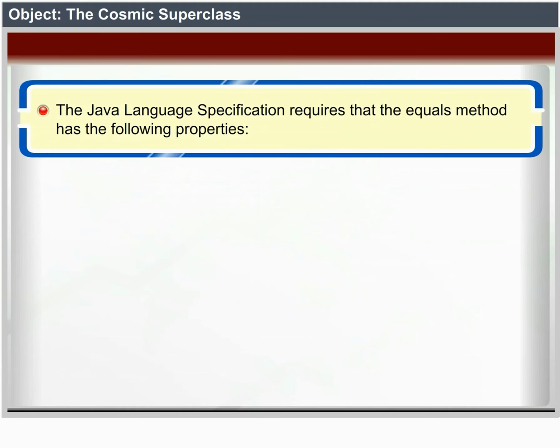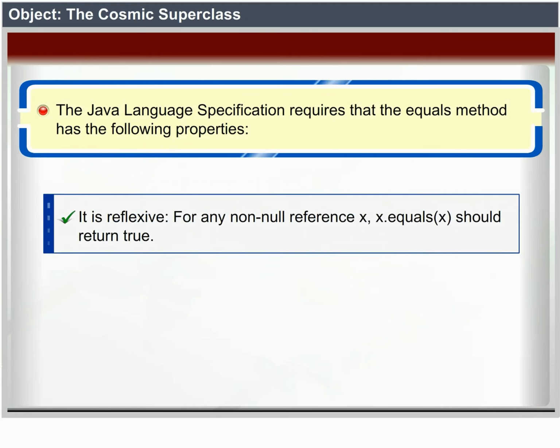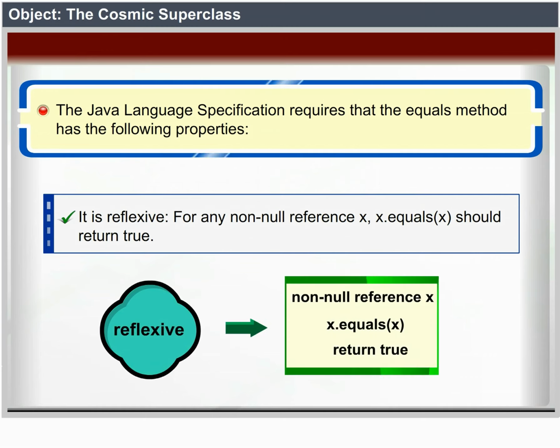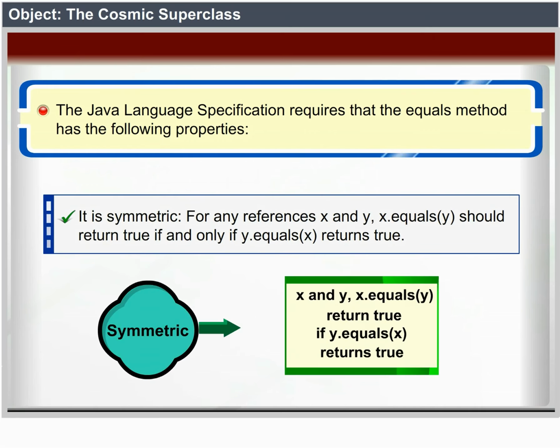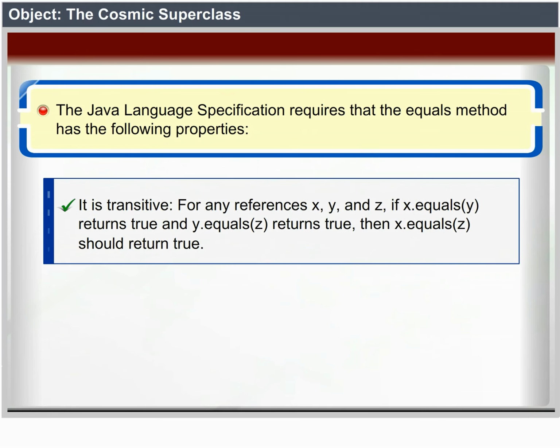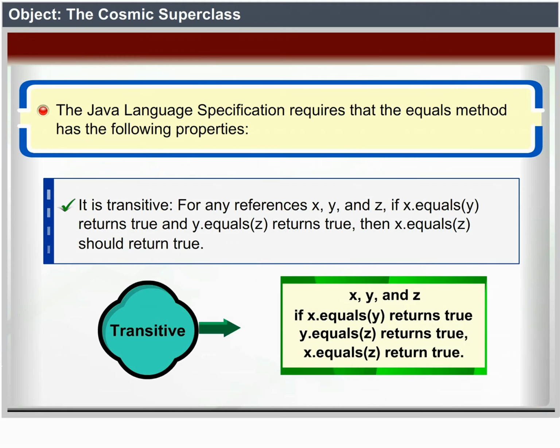The Java language specification requires that the equals method has the following properties. It is reflexive. For any non-null reference x, x.equals(x) should return true. It is symmetric. For any references x and y, x.equals(y) should return true if and only if y.equals(x) returns true. It is transitive. For any references x, y and z, if x.equals(y) returns true and y.equals(z) returns true, then x.equals(z) should return true.